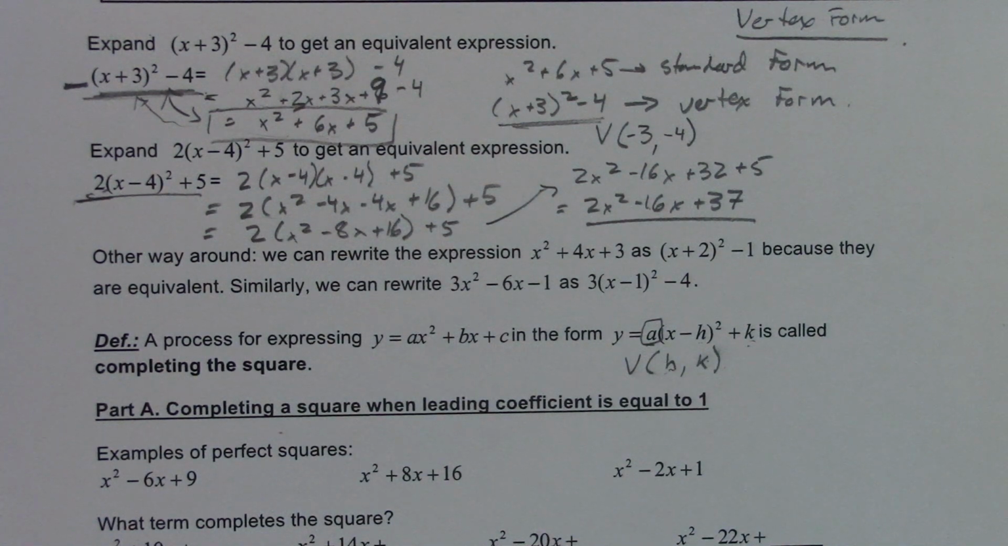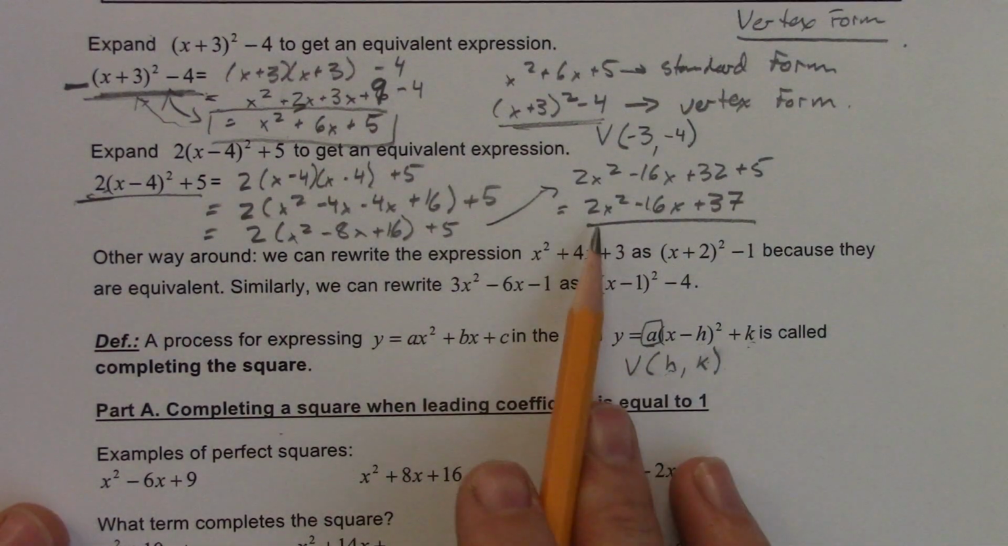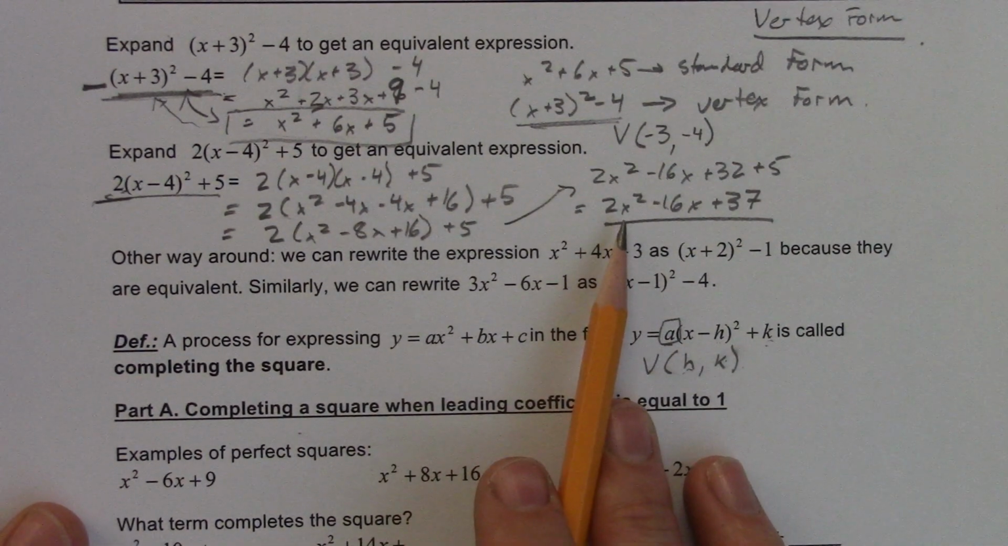Come on, guys. KG, what would the A value be in factored form? It's at the beginning. 2, yeah, it's always the same. A is the same for all 3 forms. Okay? You should know that. So the A value doesn't change. In this case, it's 2.